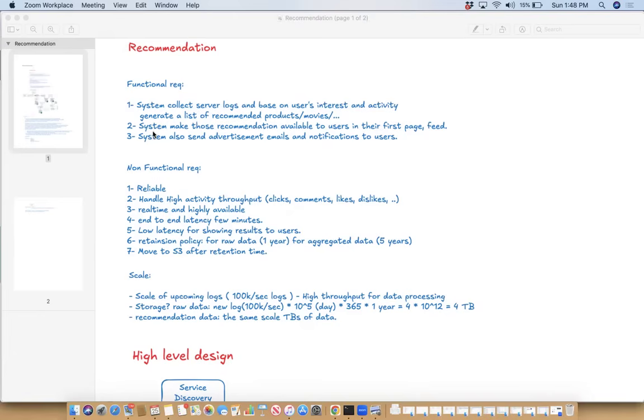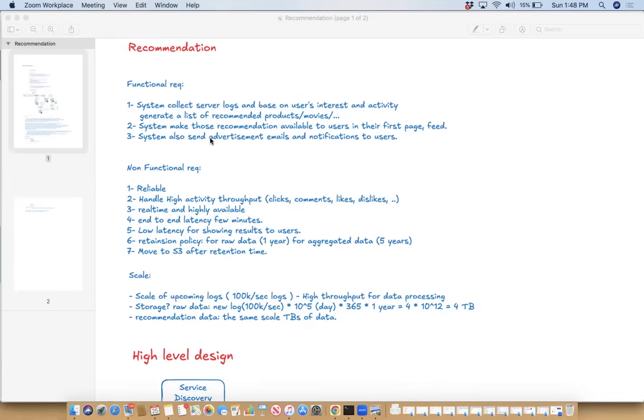Number two, system makes those recommendations available to the user on their first page, or let's say their feed, right? And it needs to be pushed to their web page without needing to fetch them, in order to make it more performant. And if they need more recommendations, maybe they can scroll in their feed, and then the rest of the recommendations can be like a pool. But the most popular recommendations should be pushed into their feeds.